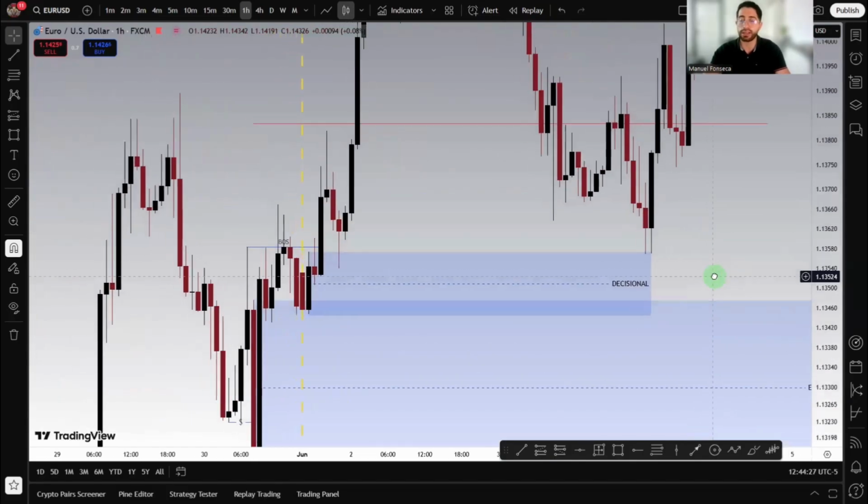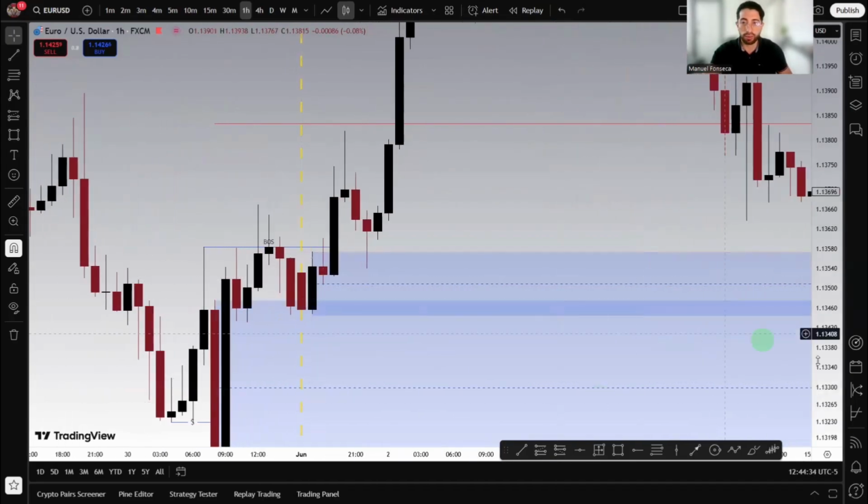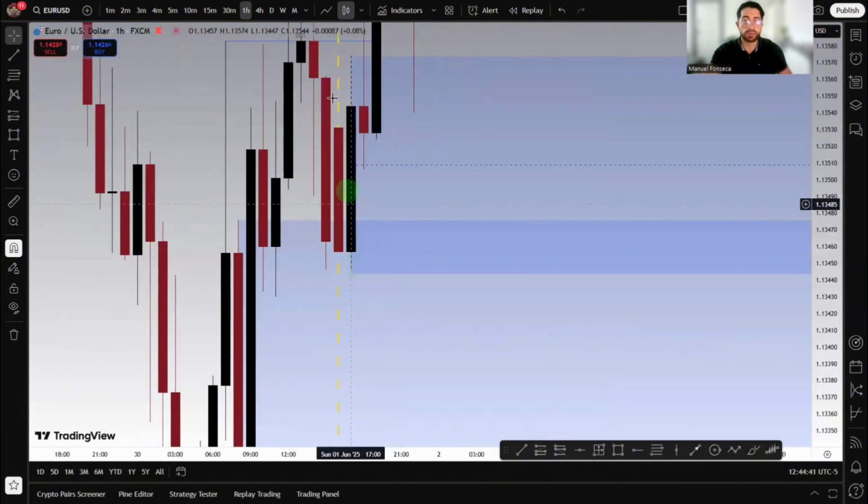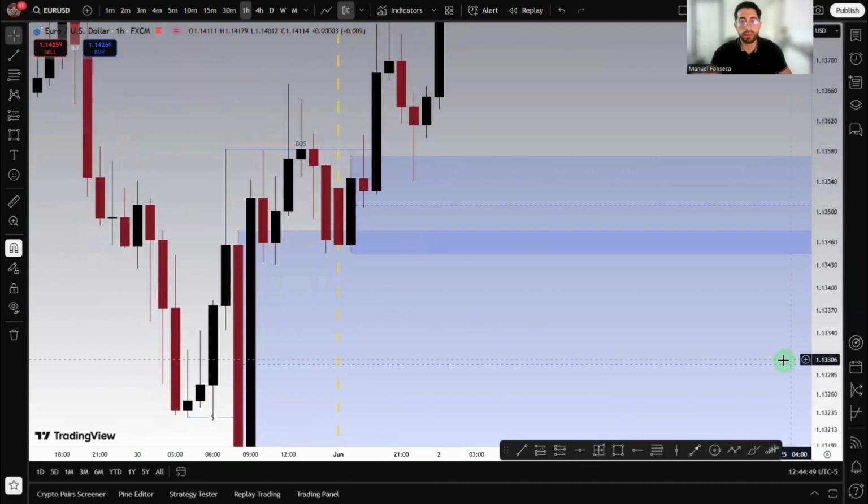Not necessarily, guys. Remember that this is not about the colors. It's about the one that was the lowest. So in this case, the one that was the lowest was this black one I marked here. Yes, this one. That's why I consider the complete candle. But you say, oh Manuel, but you just took the red one. Well, yes, sometimes we can do that, right?